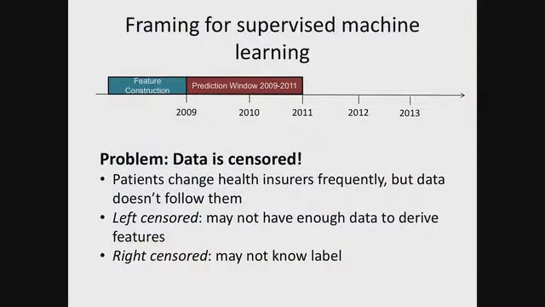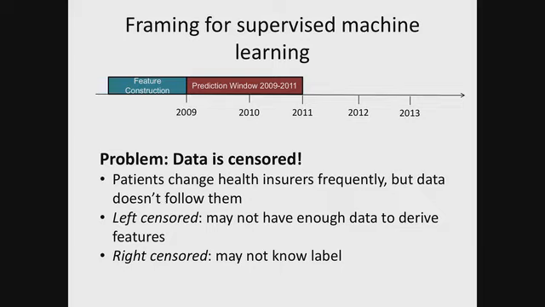Another problem is that the data is highly censored. What I mean by censoring is that we often don't have full visibility into the data for patients. For example, patients might have only come into the health insurance in 2013. And so on January 1st, 2009, we have no data on them. They didn't even exist in the system at all. So there are 2 types of censoring. One type of censoring is called left censoring. It means when we don't have data to the left, for example, in the feature construction window.